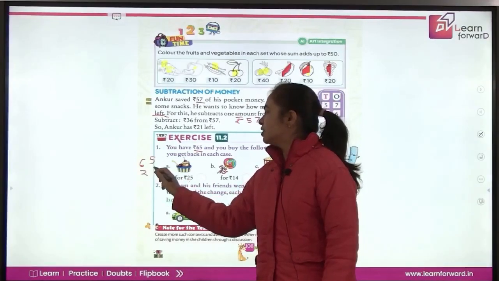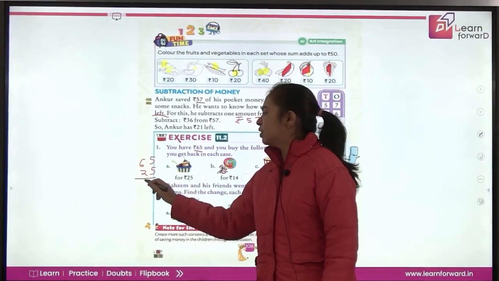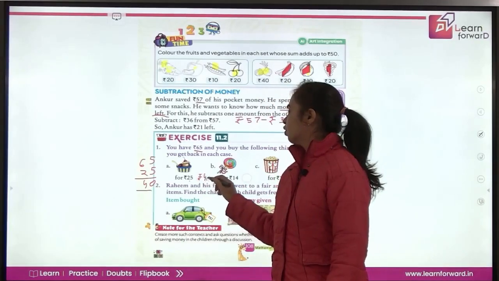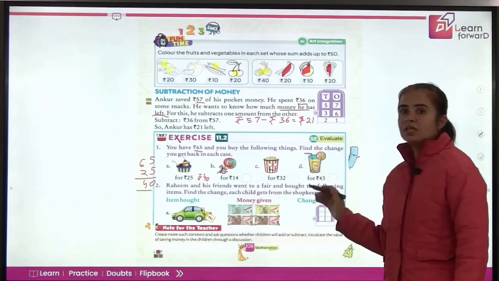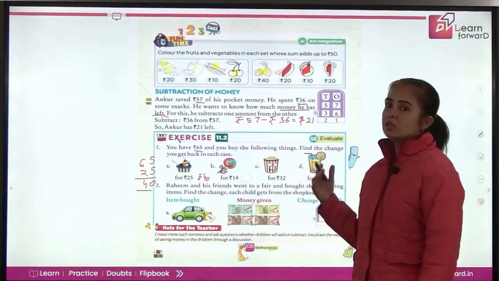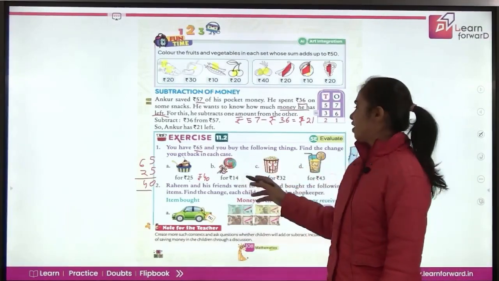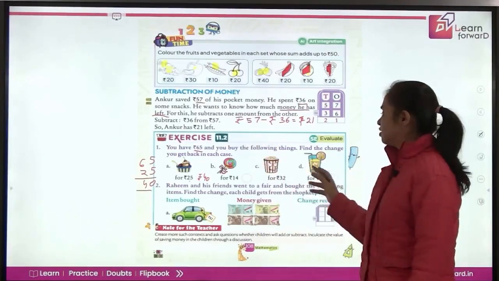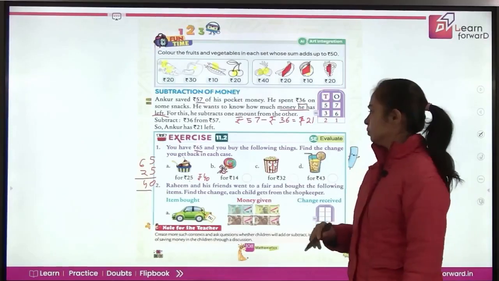Quickly find out how much you get. Yes, you are right. You get rupees 40. Perfect. So here you get rupees 40. Similarly, find out for the other items. In each case, how much money is left? 65 minus 14, then 65 minus 32 and 65 minus 43, like this.